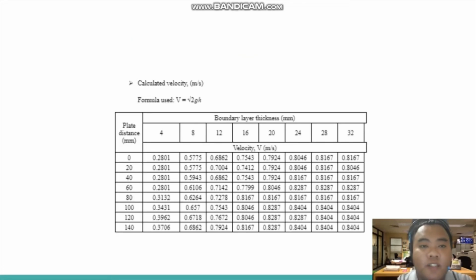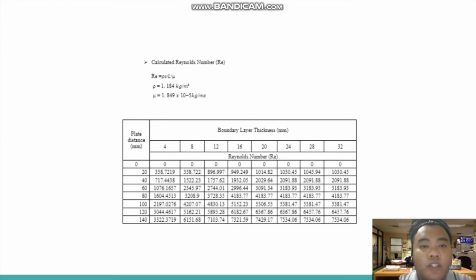Then, same as the smooth one, we calculate the velocity using the formula, and we get the velocity here from 0 to 140 in plate distance and 4 to 32 in boundary layer thickness. And then we calculated the Reynolds number using the same formula as the previous one, and then we get the result for the second experiment.